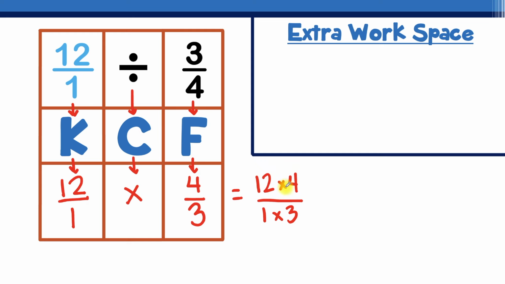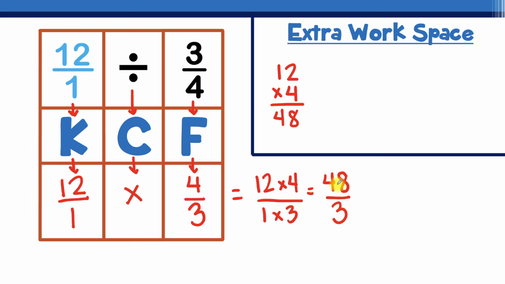So we've got 12 times 4, and just in case you can't do that mentally, I like to keep an extra workspace over here in the corner. So I'll do 12 times 4. 4 times 2 is 8. And 4 times 1 is 4. Meaning 12 times 4 is equal to 48. So that is our new numerator. Over 1 times 3, which is simply 3. And that's our new denominator.